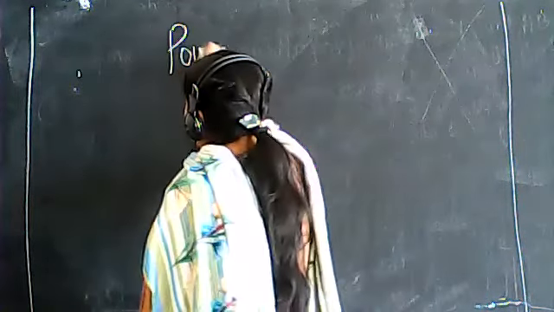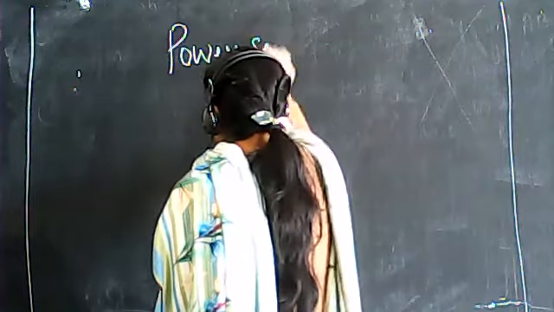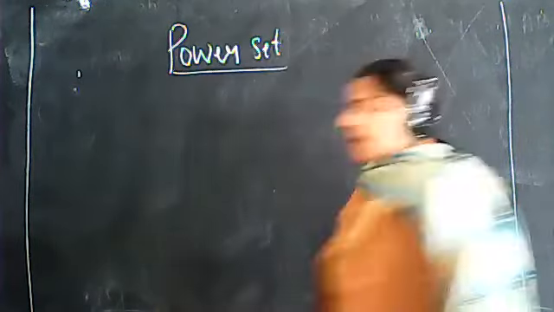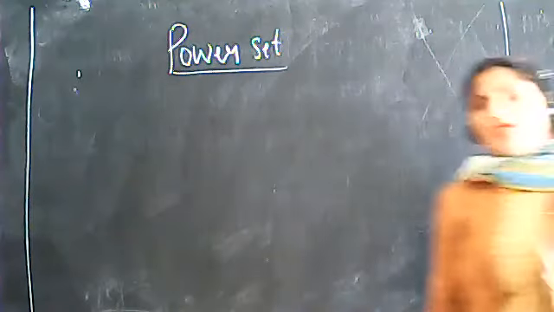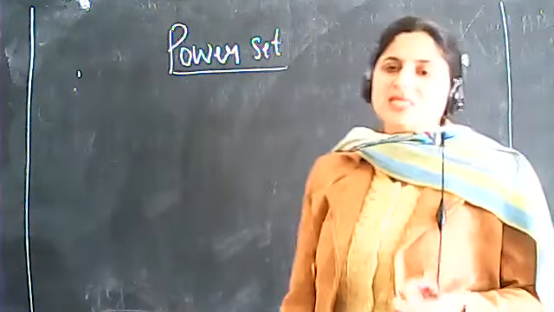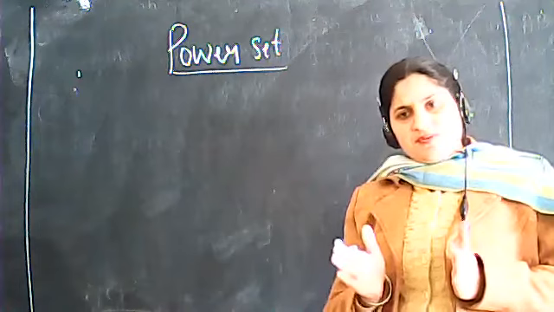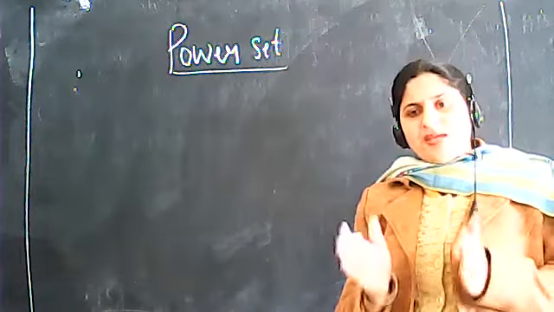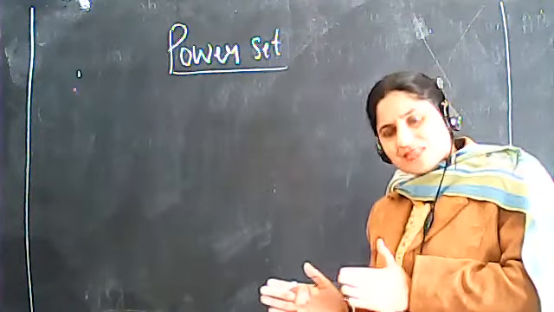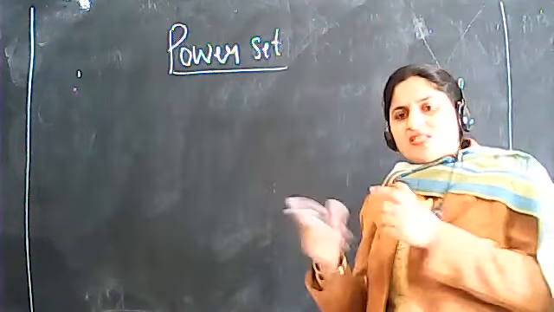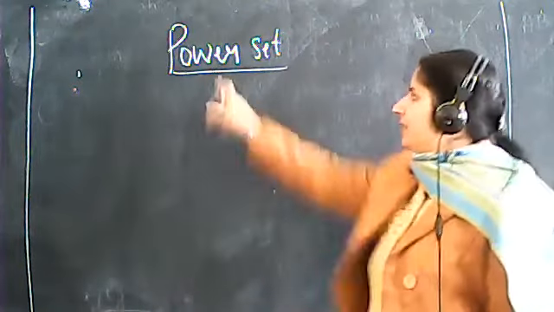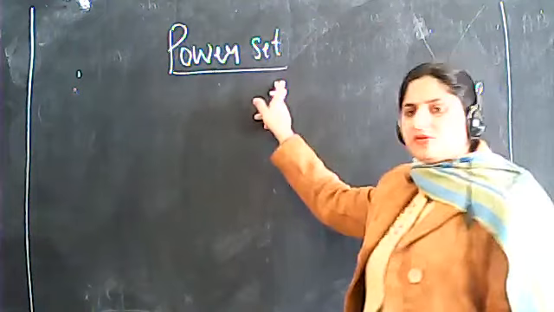So let us start with the next definition, that is power set. Now what is power set? Power set is basically the set of all the subsets of a given set. Suppose a set is given. If we find all the subsets of that set and put all the subsets in the form of a set, then that set is said to be a power set.